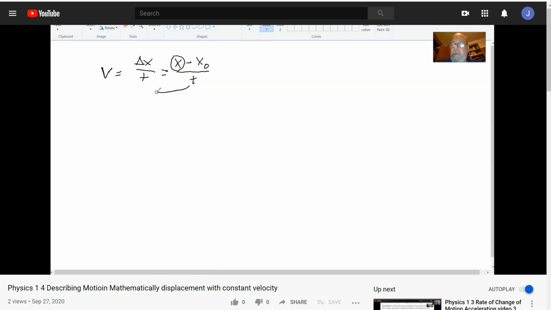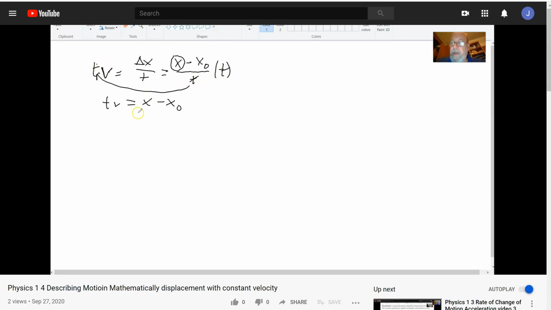So all we're going to need to do here first, if I want to get x by itself, is move the denominator over here. So we're going to multiply both sides of the equation by time, and that's going to end up giving us time times velocity equals x minus x0. Okay, so I just multiply both sides of the equation by time, and here time cancels out and leaves me with that.